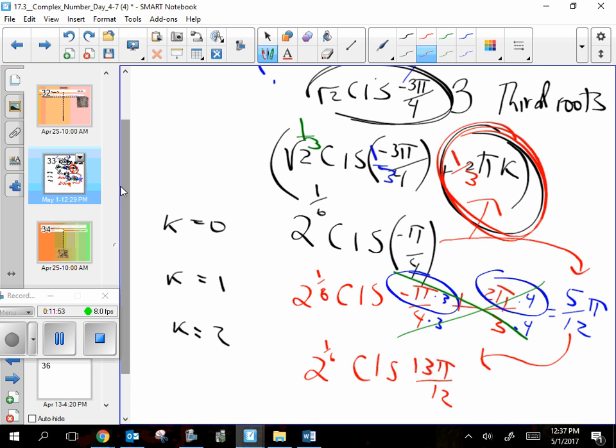Because it went past pi, and yes, there's a 1/12 involved, but the answer isn't 1/12. Where is 13 pi over 12? Well, here's 12 pi over 12. 13 pi over 12 went just a little too far, so we've got to write that in another way. Negative 11 pi over 12.